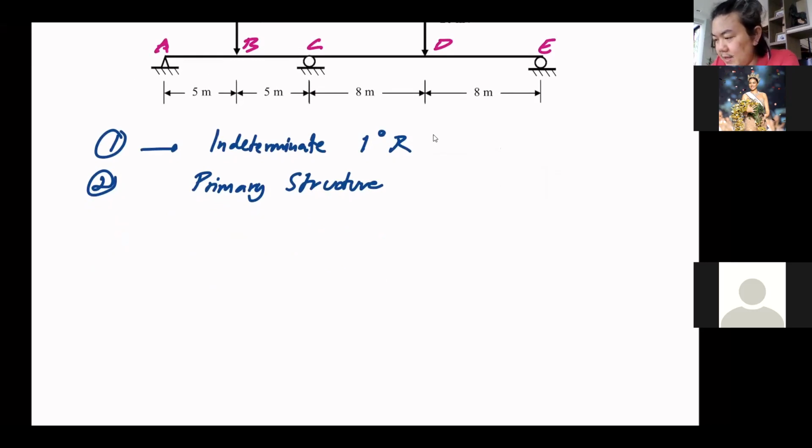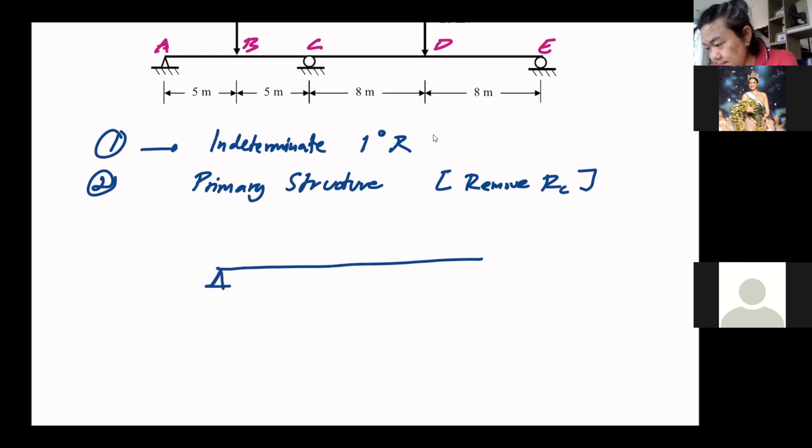For the primary structure, I decide to remove RC. So my primary structure is going to look like this. It's a 16 kilonewton, and that is 20 kilonewton. And the result of removing the reaction at C would mean that we are now going to have delta C.